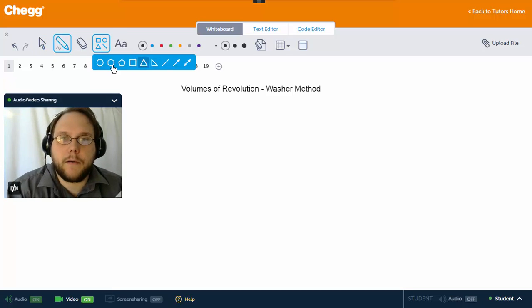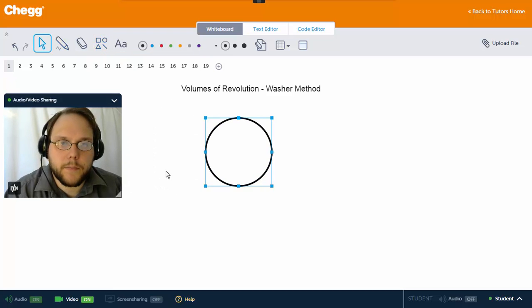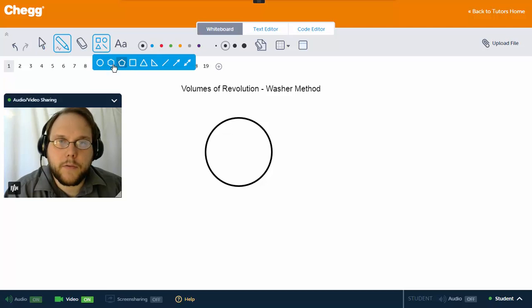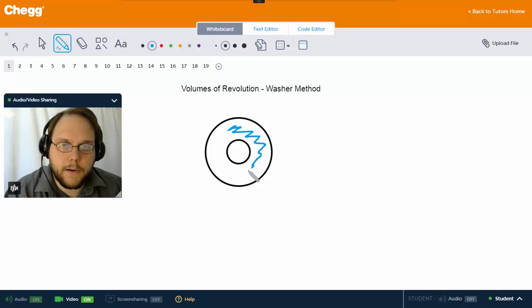Now, many of you may already know this, but a washer looks like a disc with a smaller circle punched out of it. Let me get this circle, move it into place. So the area we're interested in is this one right here, the area between these two circles.